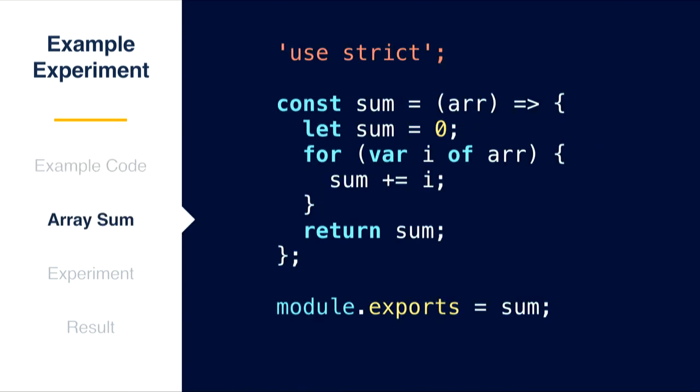So the first example I'm going to go through is a fairly simple one. Let's add up the numbers in a list. And this is a fairly straightforward example. As you can see, we're just going to loop over the values in that array, and accumulate that into a variable and eventually return it out.